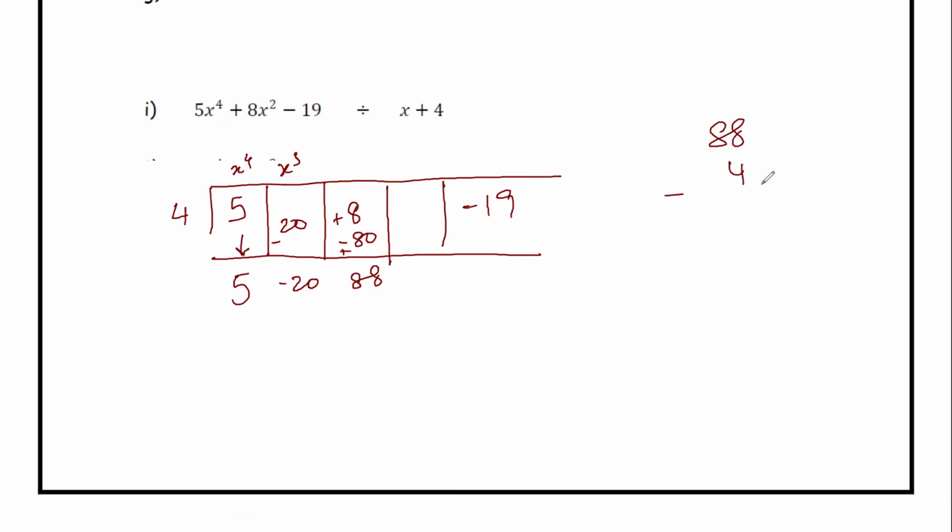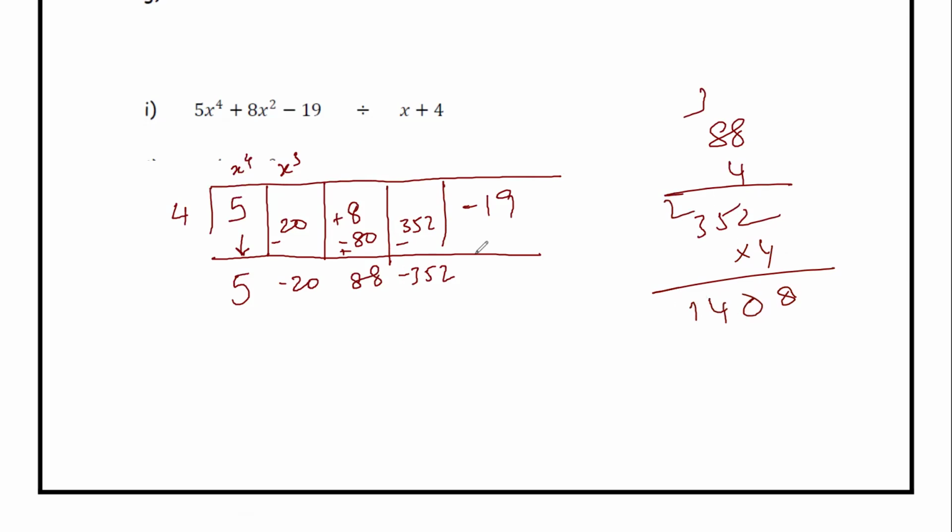88 times 4, 352. So that's 352. Change the sign, negative 352. And then 352 times 4. 4 twos are 8, 4 5s are 20, 4 threes are 12, 13, 14, 1408. So that'll become negative 1408. Change the sign. So 1408 and then negative 19. So 140 is there, right? So we take 40. Okay. So this becomes 39, right?